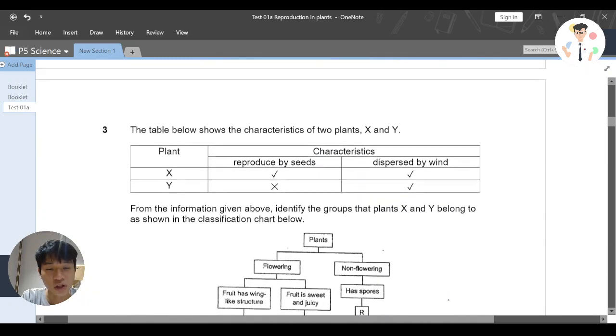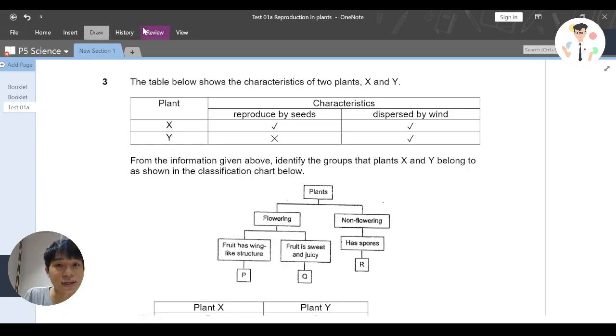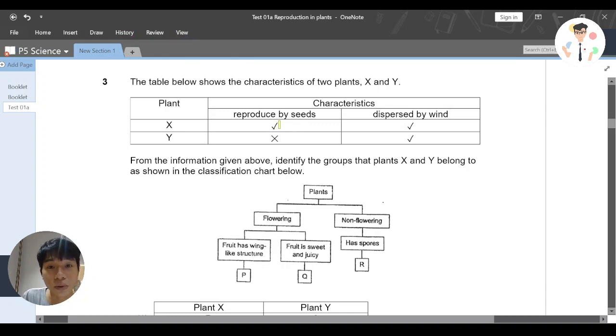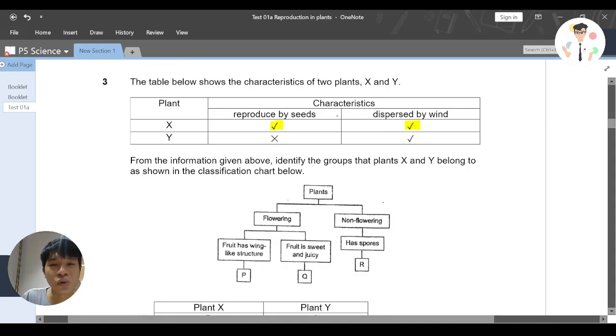Let's move on to question number 3. The table below shows the characteristics of two plants, X and Y. Plant X: the first characteristic is that it reproduces by seeds and is dispersed by wind. When you see the words reproduced by seeds, you know that this is a flowering plant, and it is dispersed by wind.